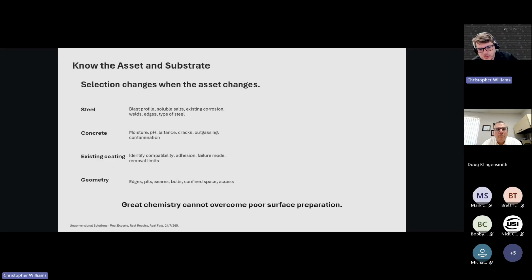Existing coatings, we typically do not want to be coating over something that is incredibly damaged. Now, I have on here identify compatibility. We do have a lot of systems that are made intentionally so that you have two colors, right? You have an underlying color, let's call that blue or red, and then you have an overcoat that's typically gray. And you can go the other way around.